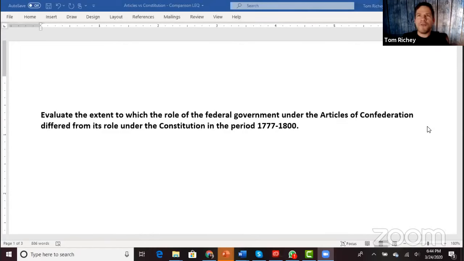So with that, let me go ahead and share my screen with you here, and let's take a look at this prompt. Evaluate the extent to which the role of the federal government under the Articles of Confederation differed from its role under the Constitution in the period 1777 to 1800.